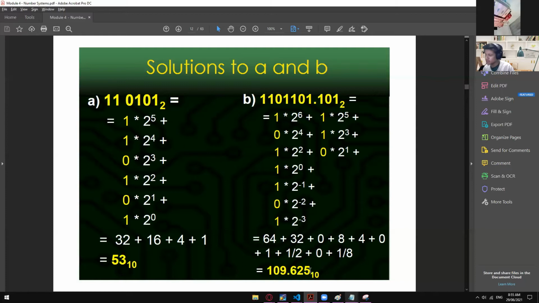One thing that you guys need to check also is to add the whole number first, which is equal to 109, and then add the fraction part separately, and you will get 0.625. So 1 half plus 1 eighth is equal to 0.625. Let me just check 1 half plus 1 eighth. Yeah, it's 0.625.